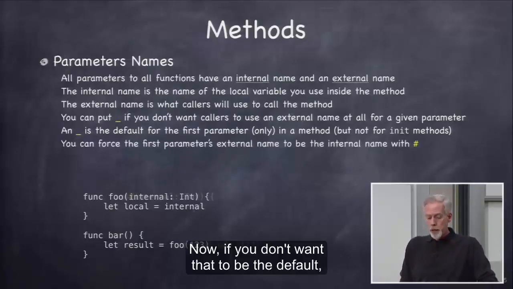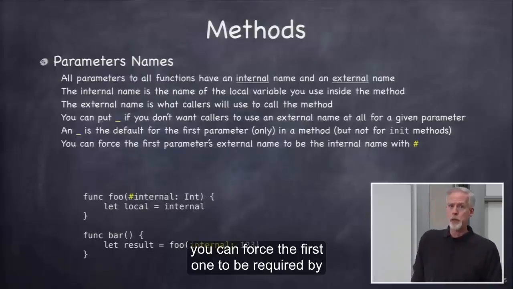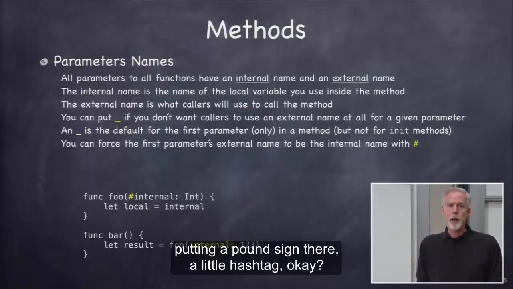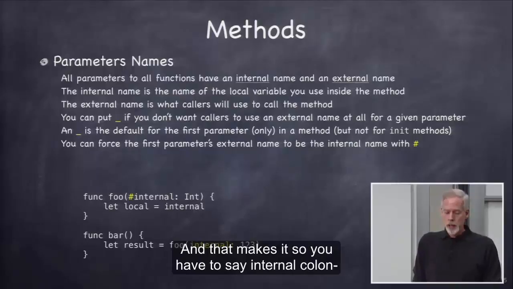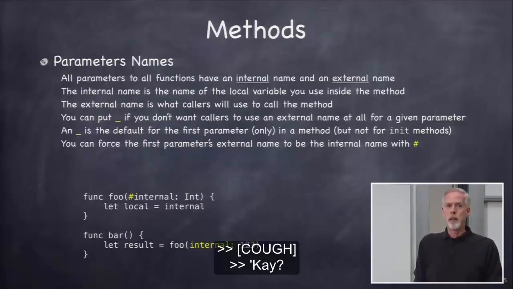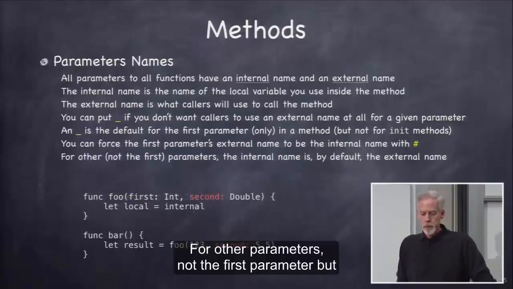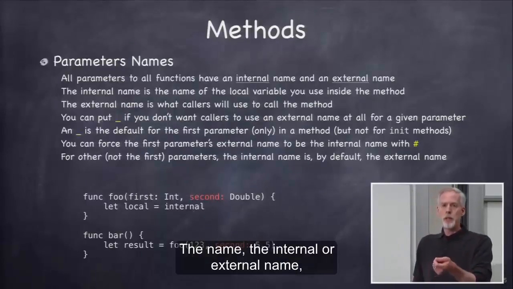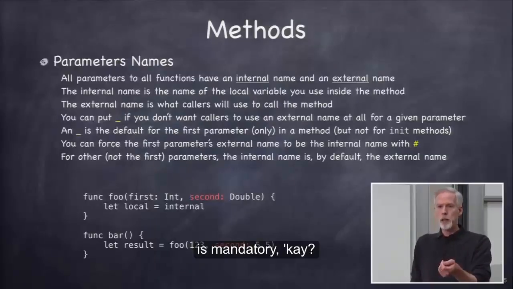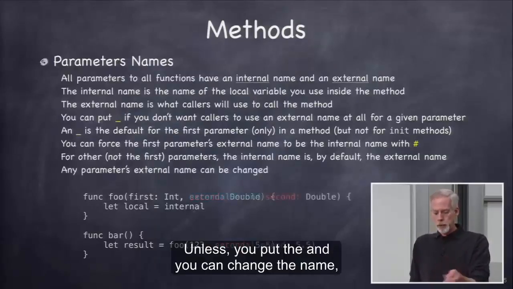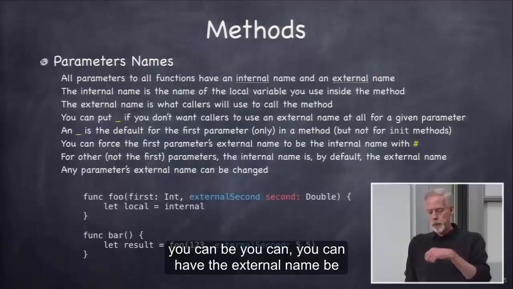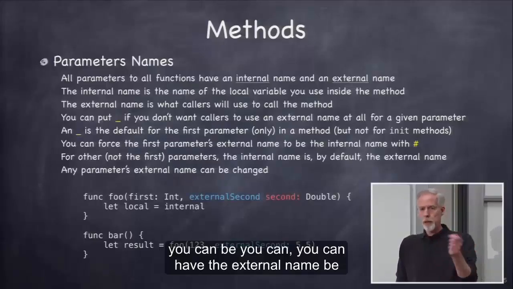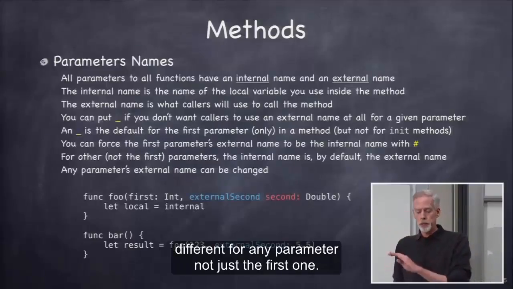Now, if you don't want that to be the default, you can force the first one to be required by putting a pound sign there, a little hashtag. Okay? And that makes it so you have to say internal colon. For other parameters, not the first parameter, the internal or an external name is mandatory. And you can change the name. You can have the external name be different for any parameter, not just the first one.